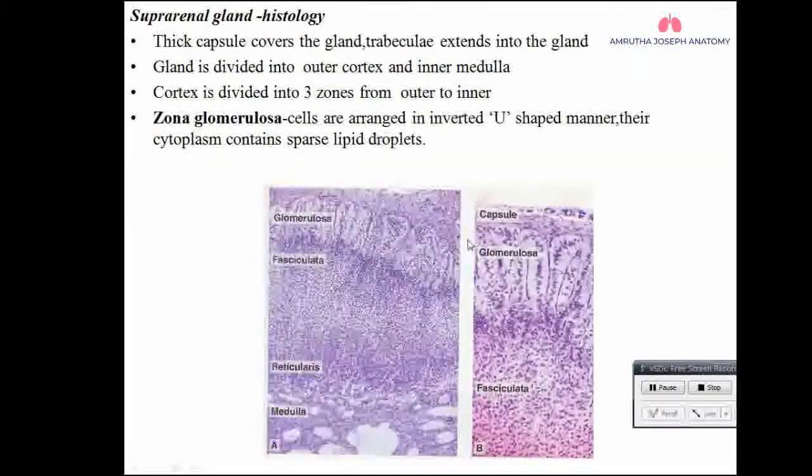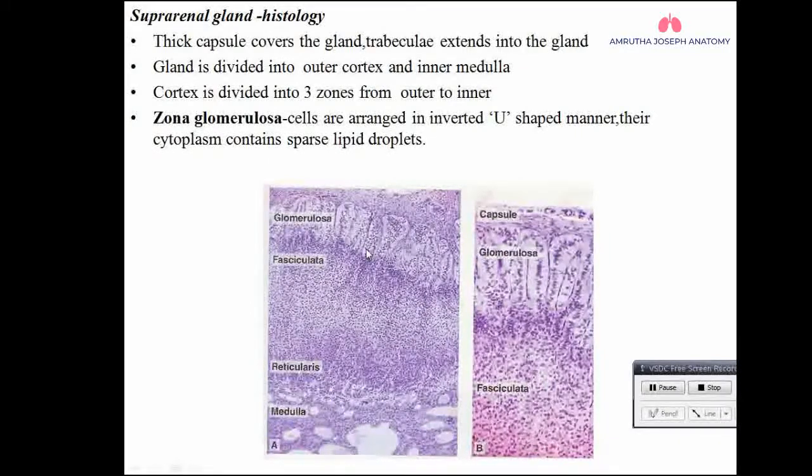So how it looks. There is a capsule which is covering the adrenal gland and trabeculate connective tissue which is extending inside, and the gland is divided into cortex and medulla. Cortex has three zones: glomerulosa, where inverted U-shaped cells can be seen; fasciculata, with a linear arrangement of cells; reticularis, a reticulum of cells with a net-like appearance; and the medulla.